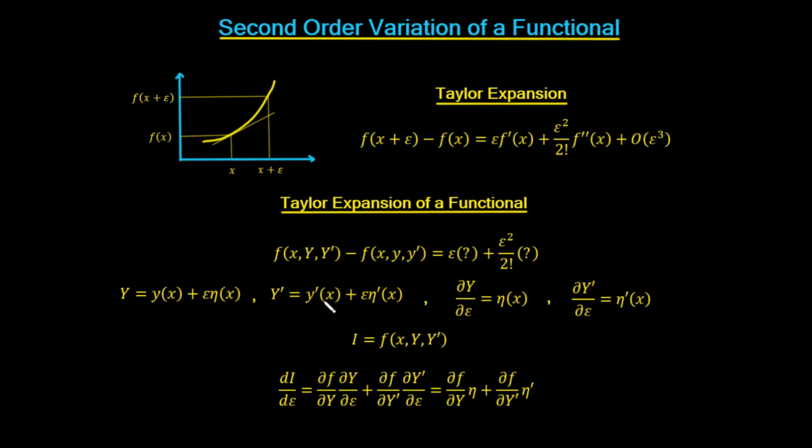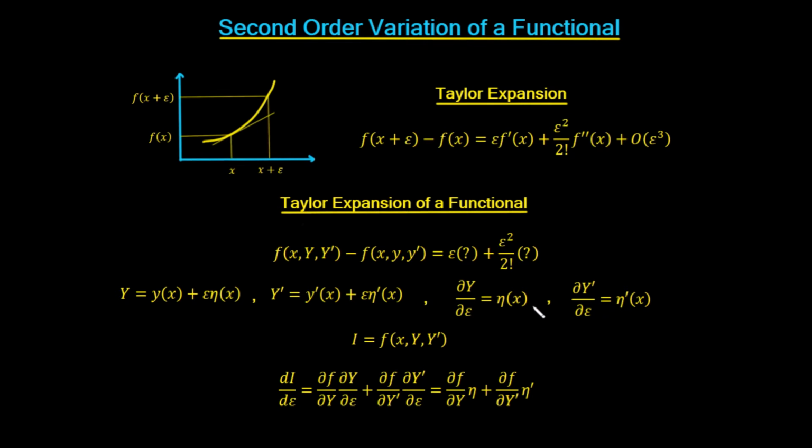So let's have a look here. We can see here if we were to differentiate partial y by partial epsilon, we get our eta of x. And partial y derivative by partial epsilon gives us eta derivative of x. Again, this is revision, and check out the derivation of the Euler-Lagrange equation in the video at the very beginning of the series.